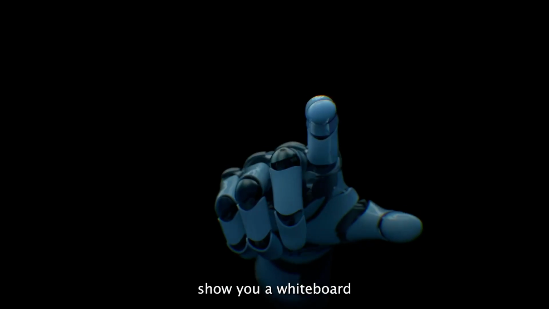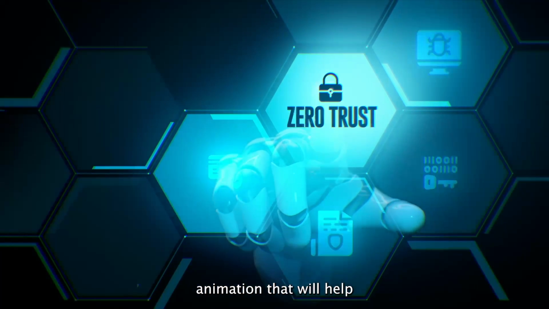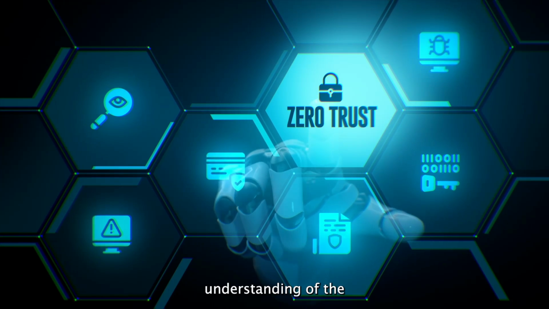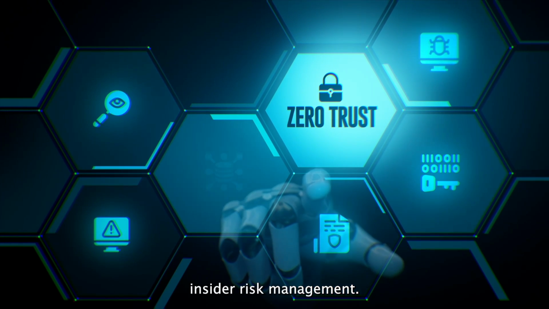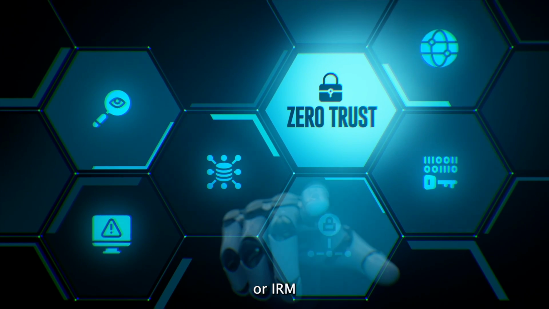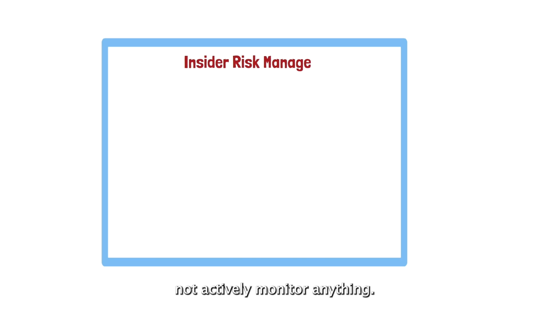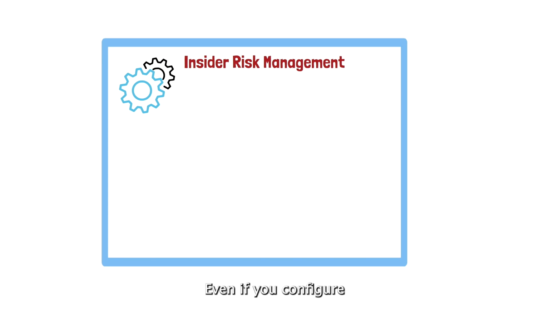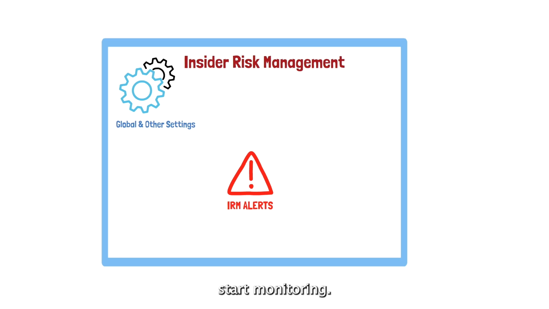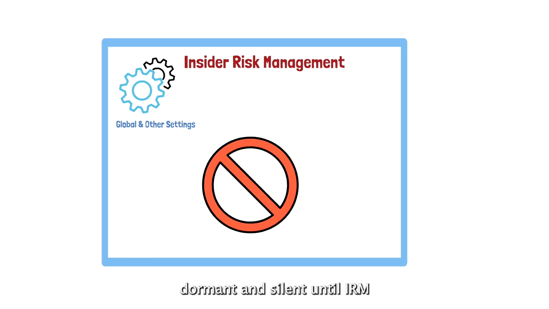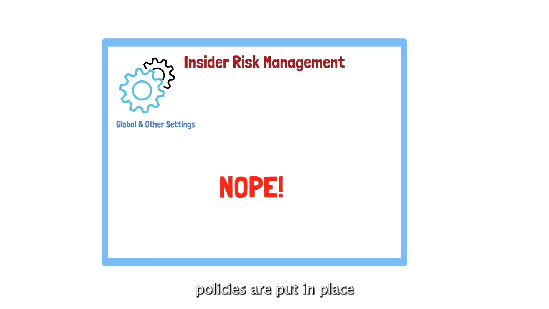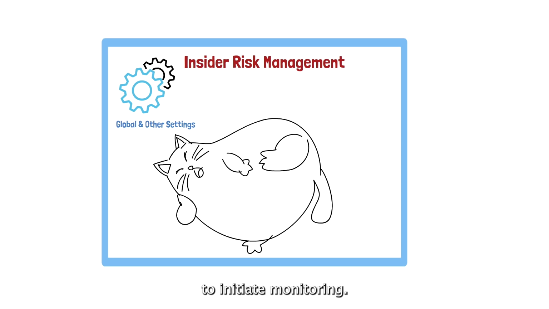Hello, today I'm going to show you a whiteboard animation that will help you get a clear understanding of insider risk management. Insider risk management, or IRM, by itself does not actively monitor anything. Even if you configure the IRM settings, it won't automatically start monitoring. It remains dormant and silent until IRM policies are put in place to initiate monitoring.